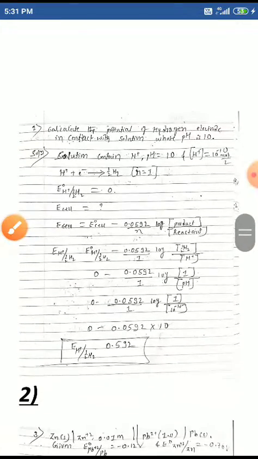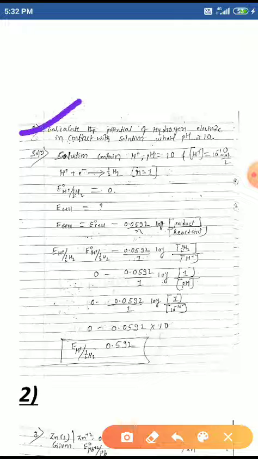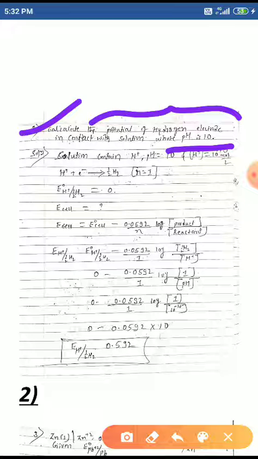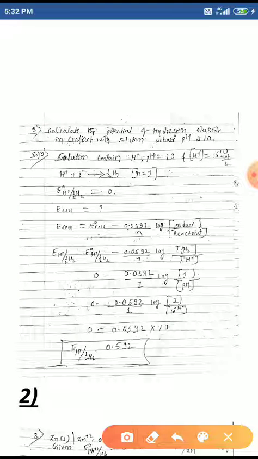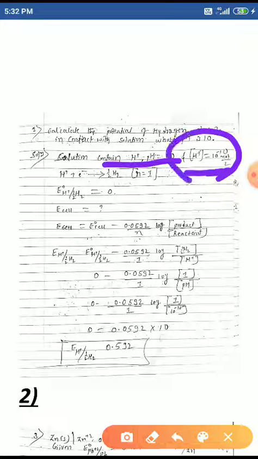Okay, next, how to solve the second example. So in this second example, calculate the potential of the hydrogen electrode whose pH is 10. The solution contains hydrogen ion concentration at pH 10. The pH value, in the last year's equilibrium chapter, we have discussed, is the negative log of hydrogen ion concentration. So pH value 10 means 10 to the power of minus 10. This is what was discussed last year.